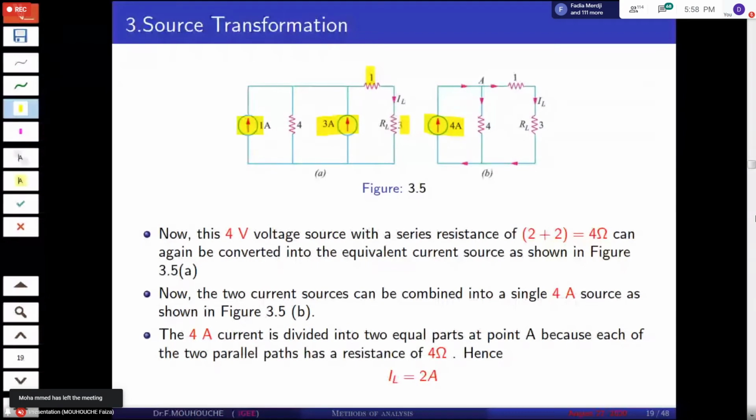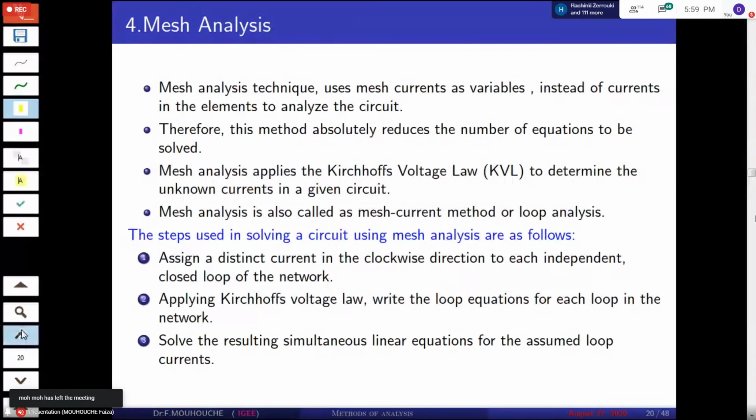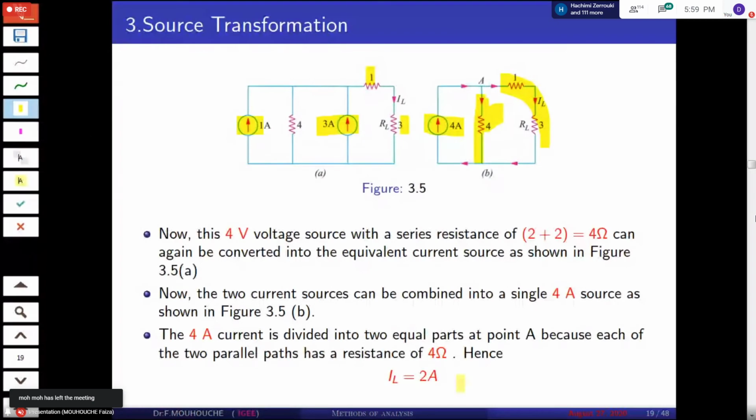So here we have 2 branches, the first and the second. Here we have 4 ohm and here we have 4 ohm. So the current is divided in 2. So IL is equal to 2 ampere. Is it clear? Any question?